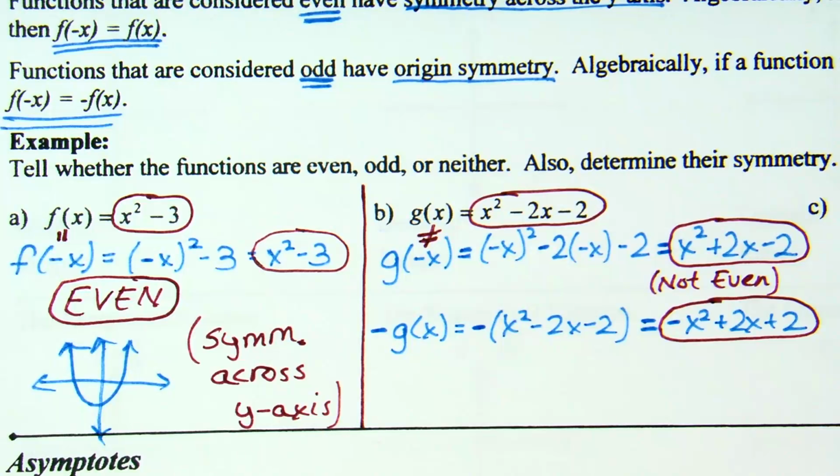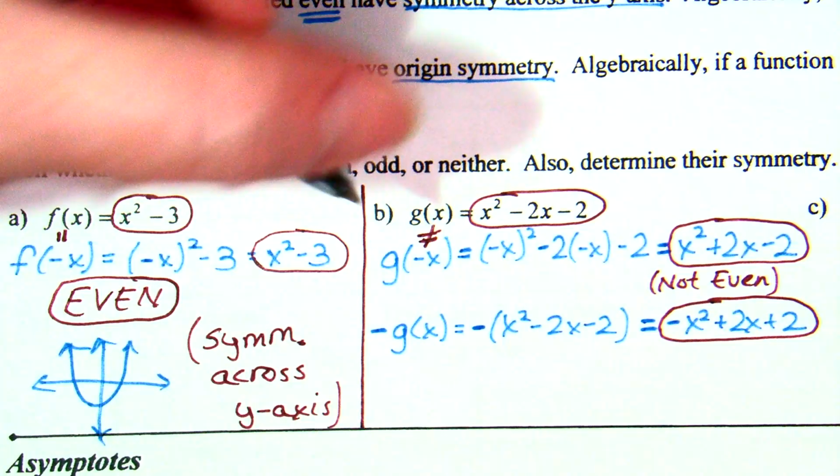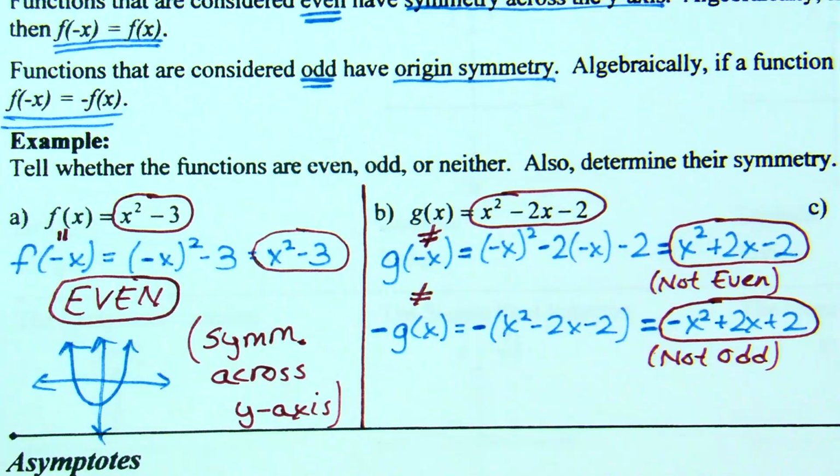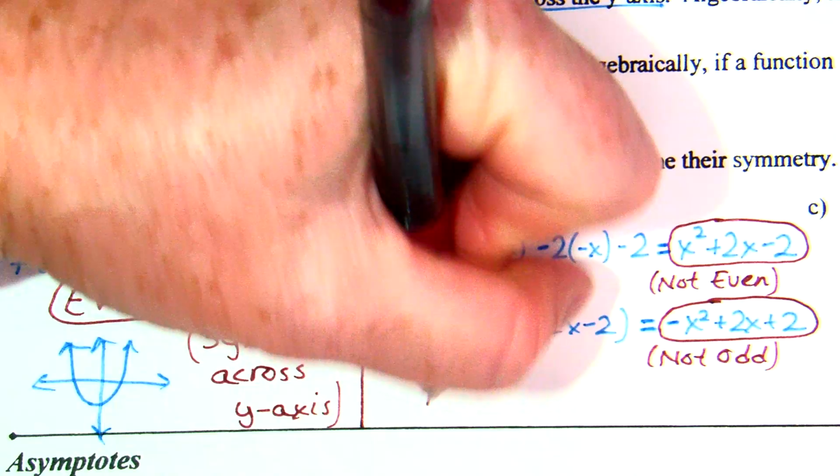Is negative g of x the same as g of negative x? Yeah. Did this come up the same as what we had already come up with? No. So what do I know now? Okay. That one specifically right there tells me that it is not odd. If it's not even and it's not odd, then that means it is neither.